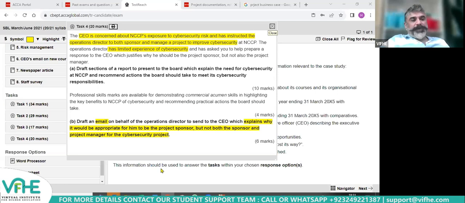The CEO wants to initiate a project to improve cybersecurity, and he has asked the operations director to be both the sponsor as well as the project manager for this project. And you have to draft an email to justify why this is not a good idea. So one reason is already mentioned in the background to the requirement. Did you identify that reason? What is that reason?